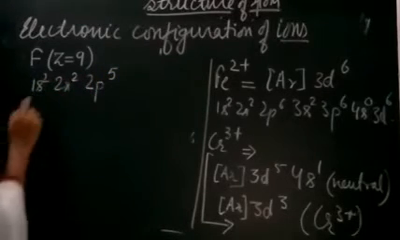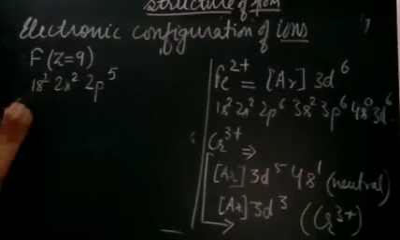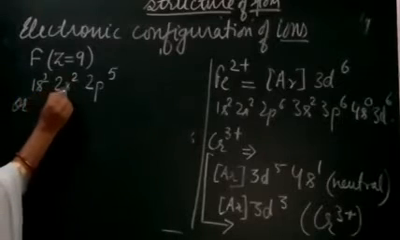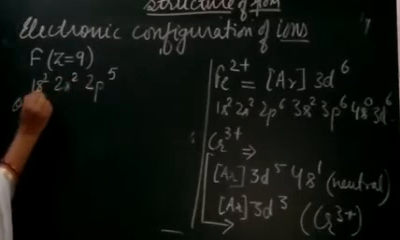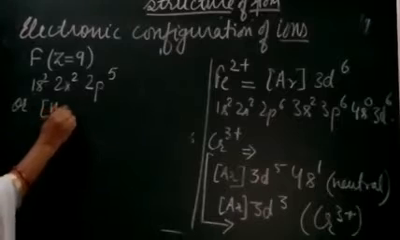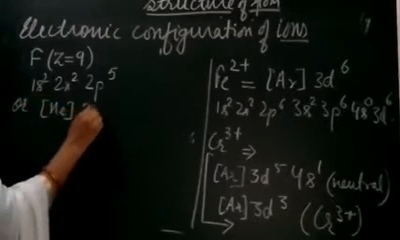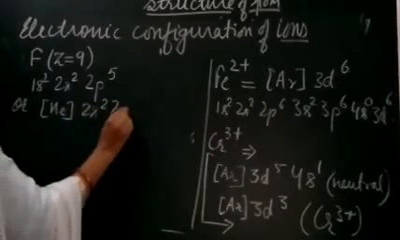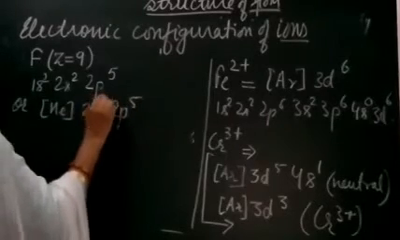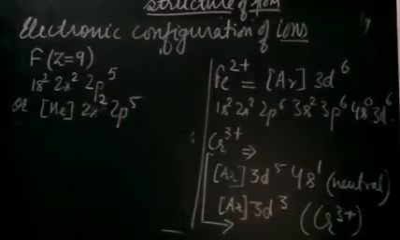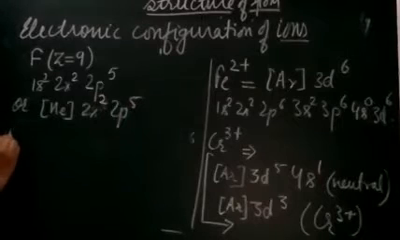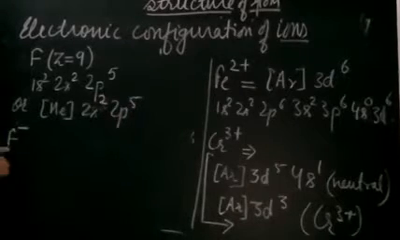9, right? And in the condensed form, how can I write it? It's 1s2, 2s2, 2p5. So 1s2 is the helium configuration. So instead of 1s2, I will write He and it will become 2s2, 2p5, right? Now students, when I have to write the configuration of F negative, right?